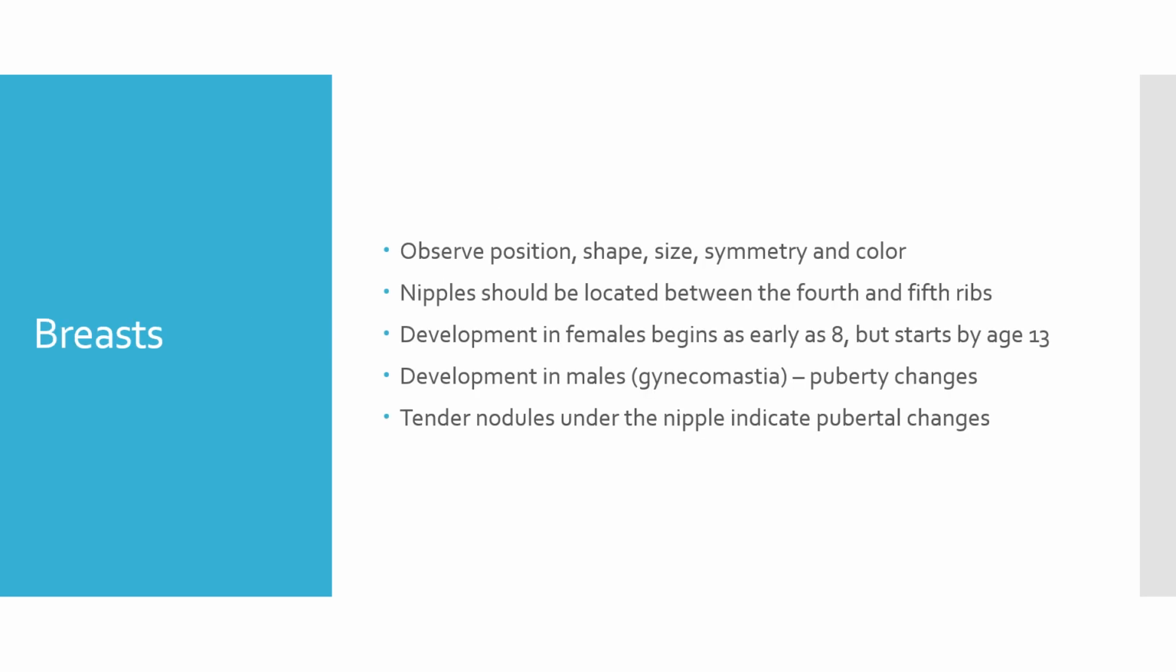For breast, typically this isn't something the nurse is really going to observe. If you're a male nurse, I would probably bring a female in. But make sure you're looking for position, shape, and size. Nipples should be located between the 4th and 5th rib. Some breast development can begin as early as 8, usually starting around the age of 13. Tenderness under the nipple can indicate some pubertal changes. Sometimes parents call in with their brand new baby, feeling some lumps underneath the nipple area, and that's just hormonal changes.